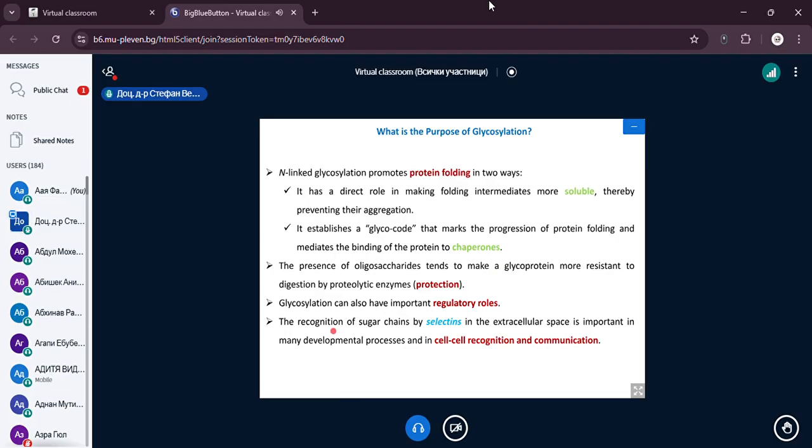And last but not least, recognition of sugar chains by selectins. We discussed selectins last week. This is a type of calcium-dependent cell adhesion molecule on the surface of the cell. Selectins bind sugars, and that's how cells become attached to structures of the extracellular matrix or to the surface of other cells, and this aids cell-cell recognition, communication, and adherence.